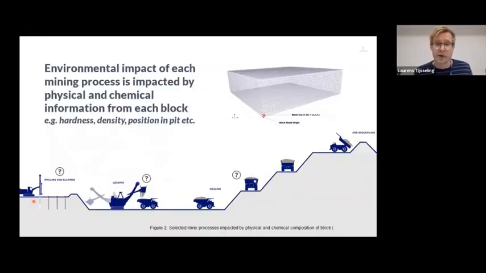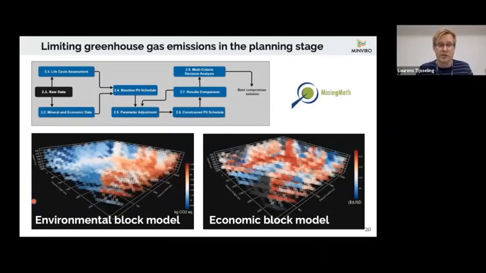Additionally, you can take this a step further, and for each block in your resource model, you can assign environmental footprint information. So based on physical and chemical information, such as the hardness, density, and position in the pit, you can quantify the carbon footprint or the water use per block. And in this way, you can put it into your pit optimization software and make sure that you can constrain the carbon footprint or water use of your project on an annual basis.